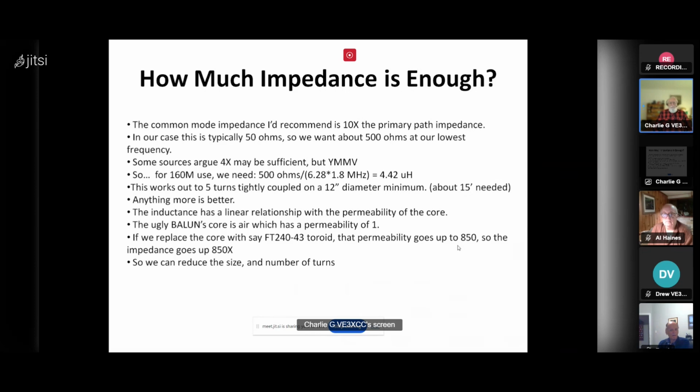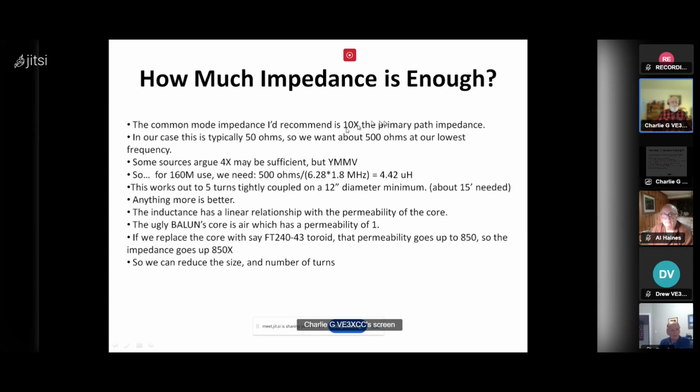Doing some online research, I did find a number of sources that suggested 4 times would be sufficient. So something in the order of, say, 200 ohms might be good enough. But your mileage might vary. If you're playing with 10, 50, 100 watts, maybe it's not a big deal. If you start pushing a kilowatt, you may need some higher value impedances there. So if you can get to 500 ohms, that's awesome. That's probably good enough for anything that we as amateurs would want to do.